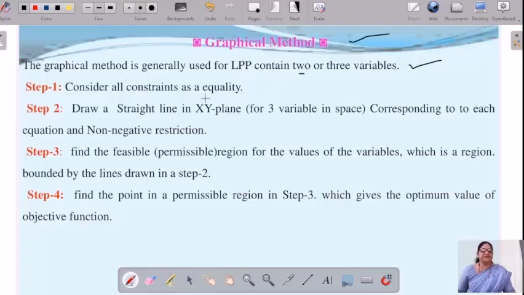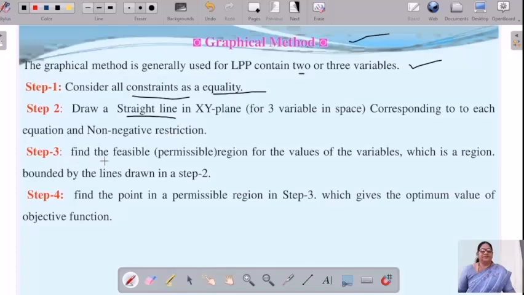Step 1 is to consider all constraints as equalities, because, as you know, the constraints are of less than or equal to type or greater than or equal to type. Therefore, in the graphical method we consider all constraints as equalities. Second, draw a straight line in the xy plane. If it is 3 dimensional with 3 variables, we will draw in a space corresponding to each equation and non-negative restriction. We draw a straight line corresponding to each constraint.